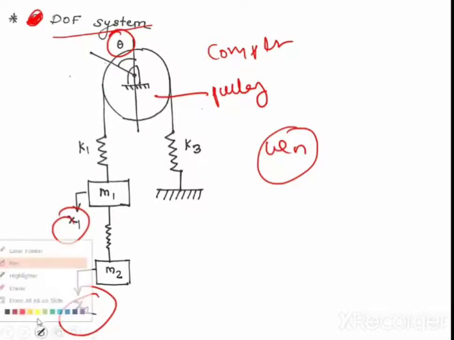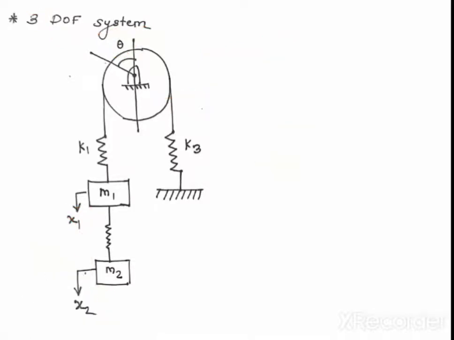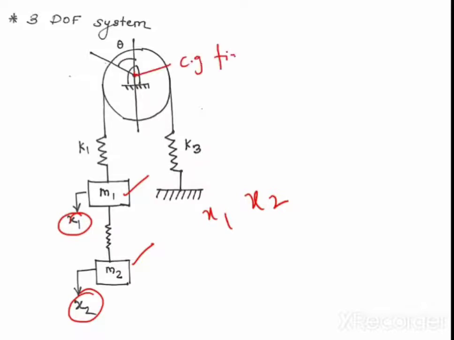How 3 coordinates? See, let us say if you are giving a small displacement x2 to the mass m2, then mass m1 will displace by x1. So x1, x2. And now this mass is connected to the pulley at the center and the CG is fixed. So what will happen? This pulley will rotate. In which direction will this pulley rotate? Clockwise direction? Clockwise? No, it is in the anti-clockwise direction.